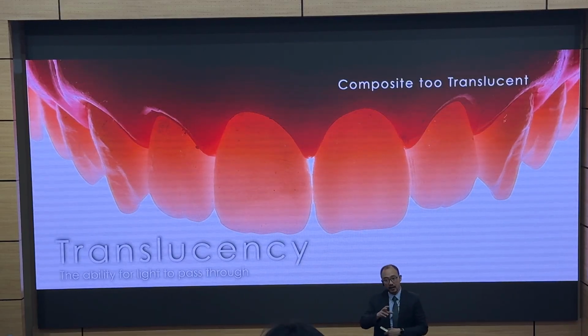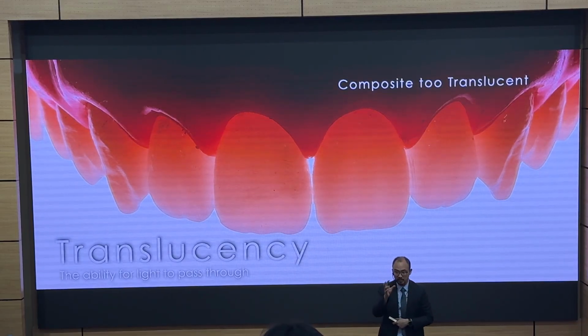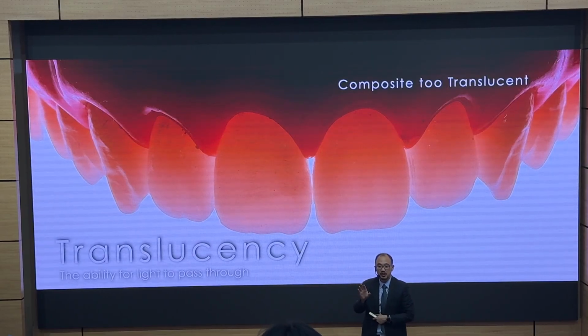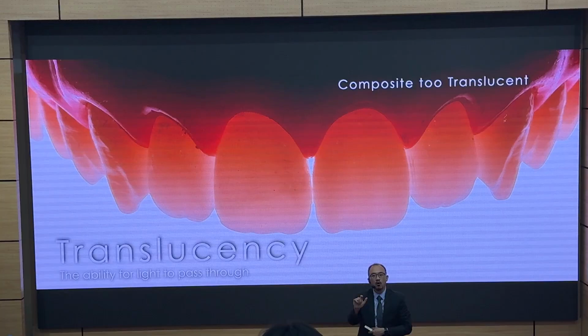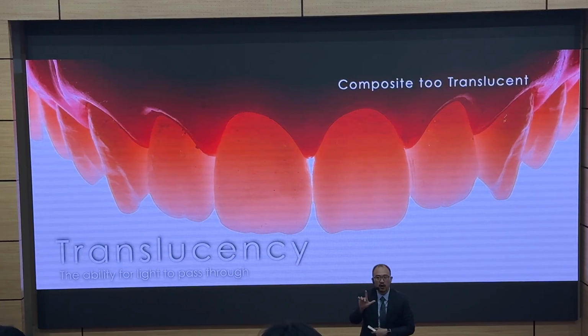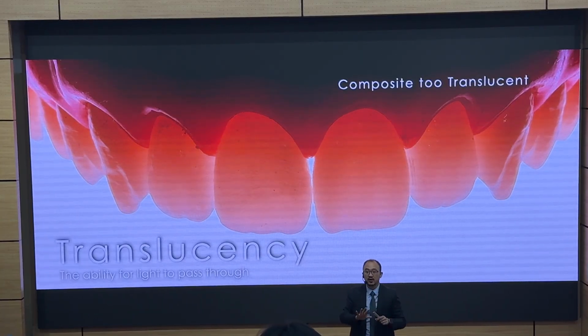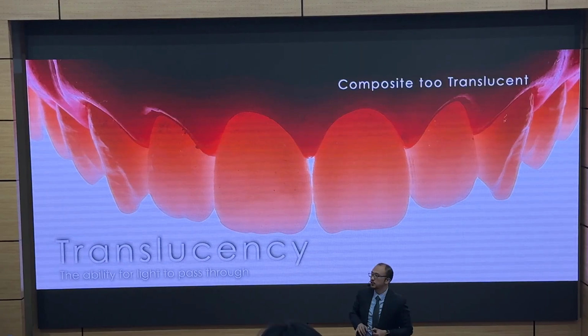So when you, again, talk to your technician, when you feel that the color is not right, you need to tell the technician, is the crown too translucent, therefore it looks darker, or is the crown too chromatic, therefore it looks darker? It's very different. Understand?